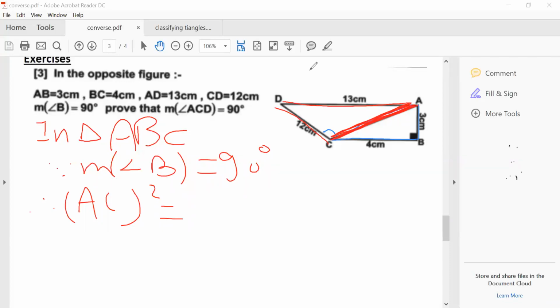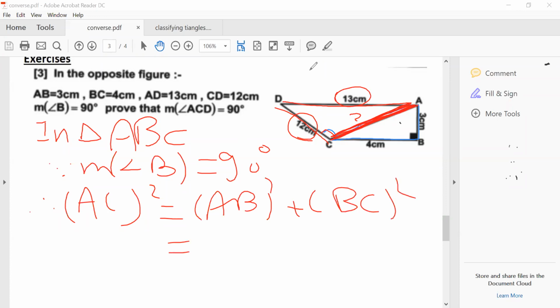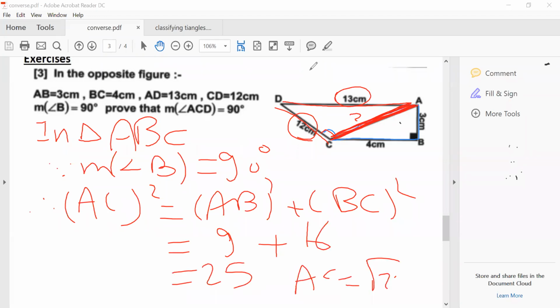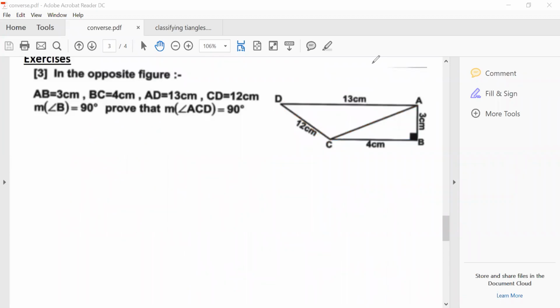To prove that there is a right angle, I must have the 3 sides. Here I have 2, missing AC. It's going to be 5, because AC square equals the sum of the other 2 sides square. So it will be AB square 9 plus BC square 16 equals 25. So AC will be root 25 equals 5. So this side equals 5.